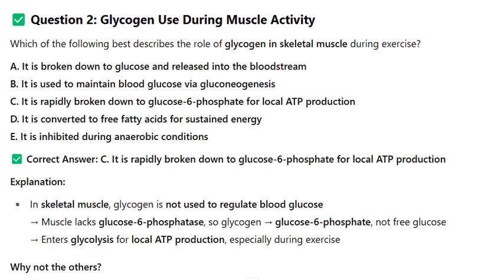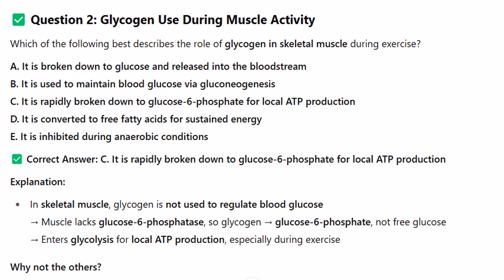C. It is rapidly broken down to glucose 6-phosphate for local ATP production. D. It is converted to free fatty acids for sustained energy. E. It is inhibited during anaerobic conditions. Correct answer C. It is rapidly broken down to glucose 6-phosphate for local ATP production.